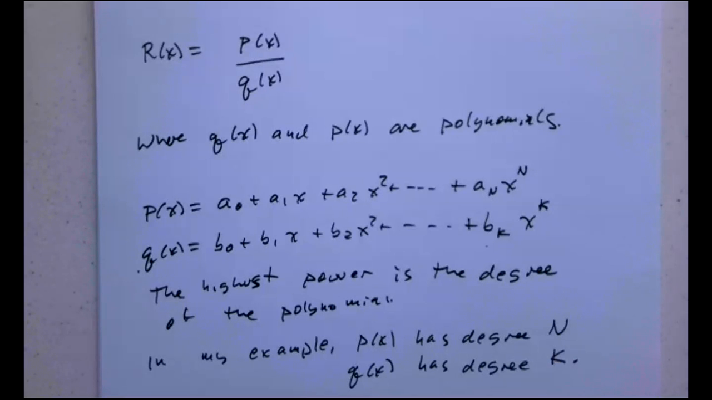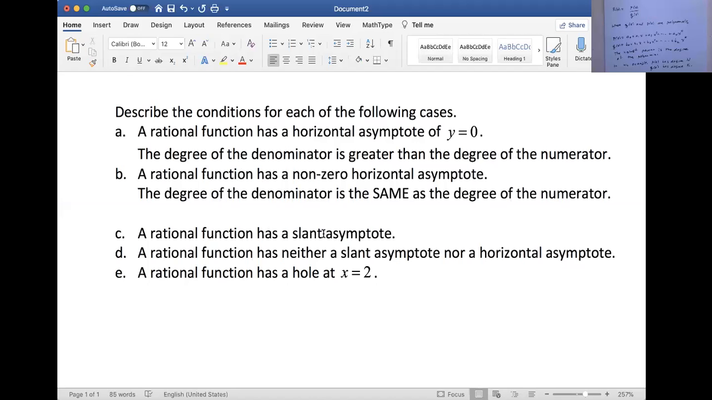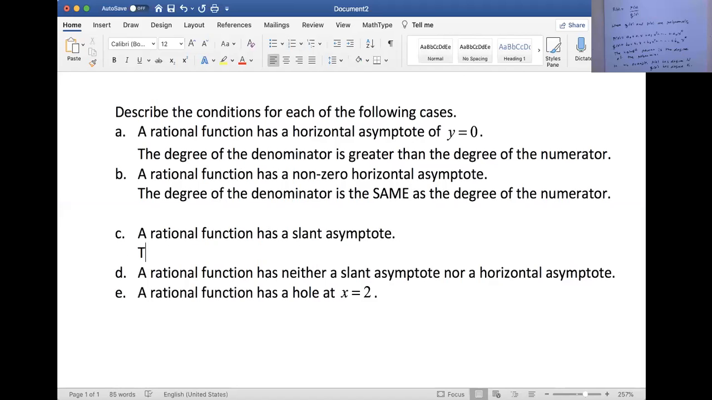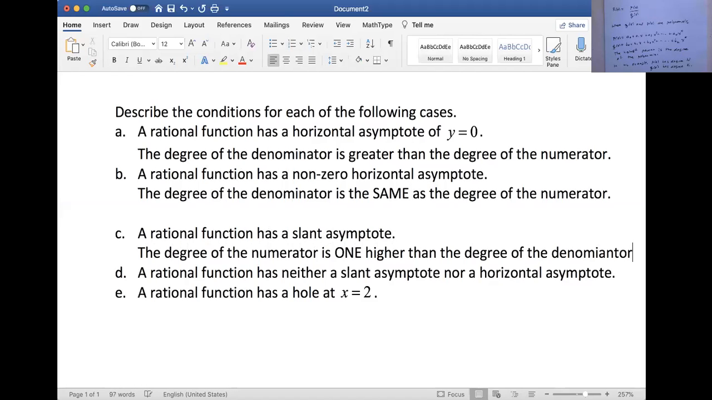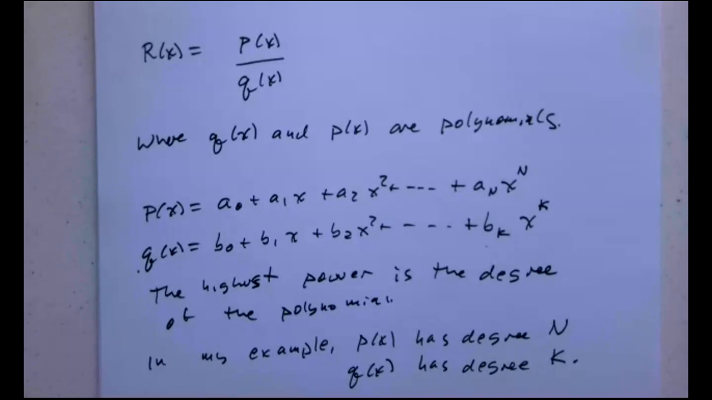All right, what is next? The rational function has a slant asymptote. Well, in that situation, the degree of the numerator is 1 higher than the degree of the denominator. That the degree of the top is exactly 1 more than the degree of the bottom. So we can look at that situation, 1 more.